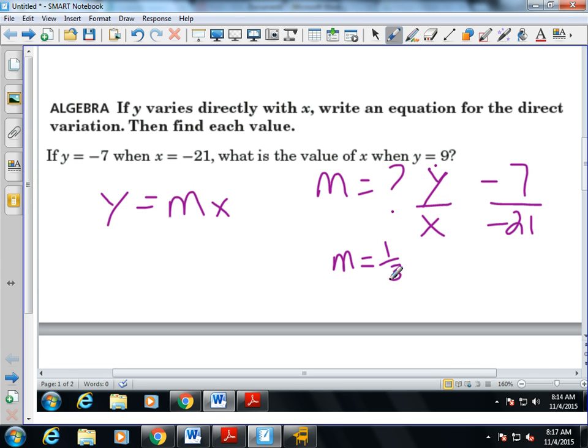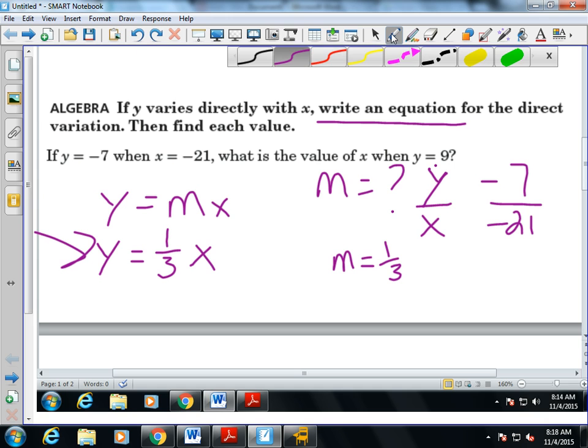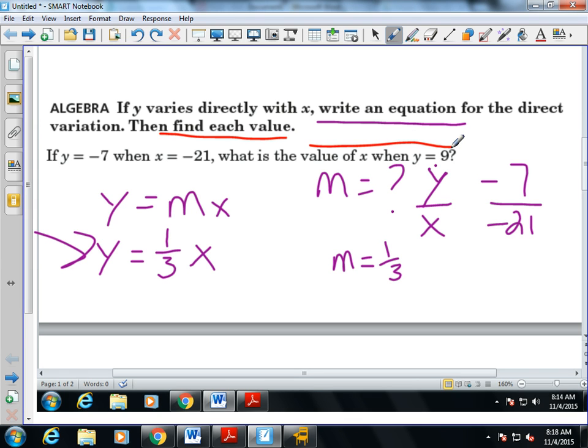So to write our direct variation equation, all we have to do is plug that m into y equals mx. So we write y equals 1/3 x. This answer right here is the answer to the first part of the problem, to write an equation. Now for the second part. The second part says we have to find each value. So we have to find the value of x when y is 9. So we have our equation right here, y equals 1/3 x.